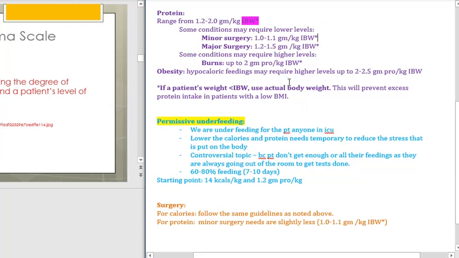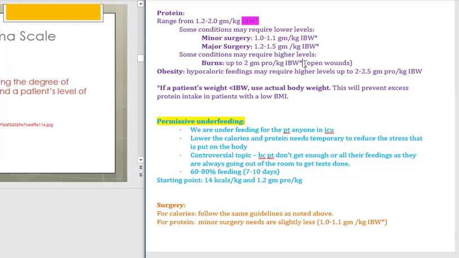All right, so for burns, they can go up to 2 grams of protein per kilogram of ideal body weight. Why would burns go toward that higher end of protein? More severe, what else happens with burns? Yeah, they're open, okay? So you're losing a lot of fluid and a lot of protein through them, okay? So for burns, we're going to stick toward that higher end of protein.